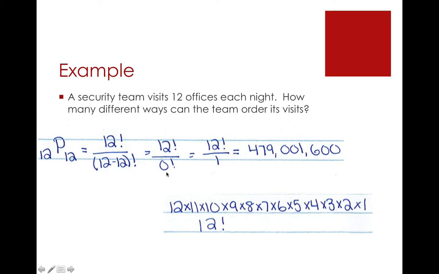just 12 factorial and why the 0 factorial turns into 1, if I'm thinking about how to order these visits each night, when I go to choose my first office, I have 12 choices. Well, once I go to that office, then there are 11 offices to choose from. Once I visit the next office, there are only 10 left that I haven't visited. So each time I'm going to decrease by 1. 12 times 11 times 10 times 9 times 8. And that's exactly what the factorial is. So you could work this problem 2 different ways. You could work it using the permutation formula or button on your calculator, or you could just work it as a factorial.